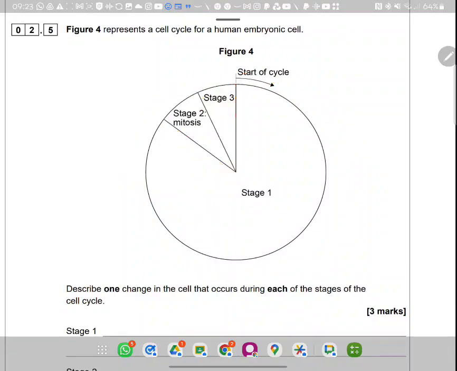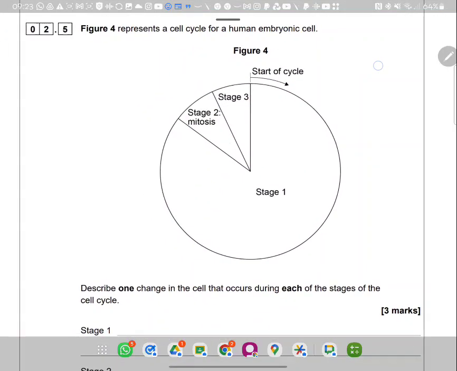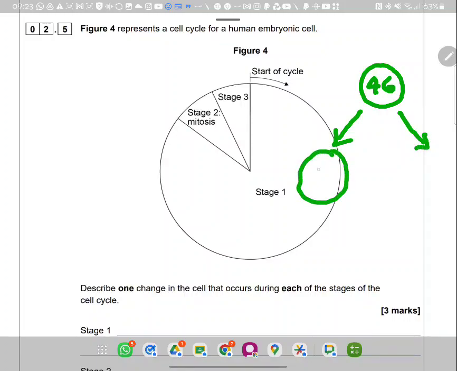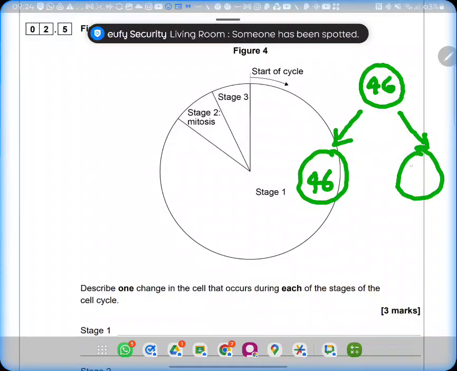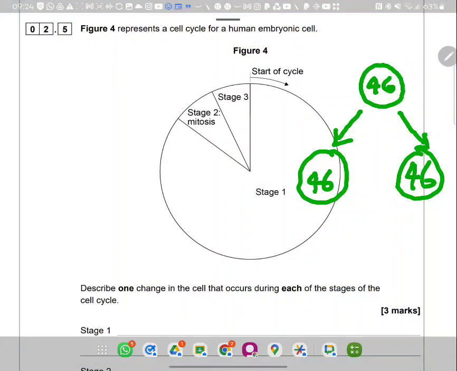So let's remind ourselves about what mitosis is. We start off with a cell. For example, a human cell is going to have 46 chromosomes. And the definition of mitosis is cell division which produces two genetically identical daughter cells. So we are going to get two cells which both have 46 chromosomes. Now, how does that happen?